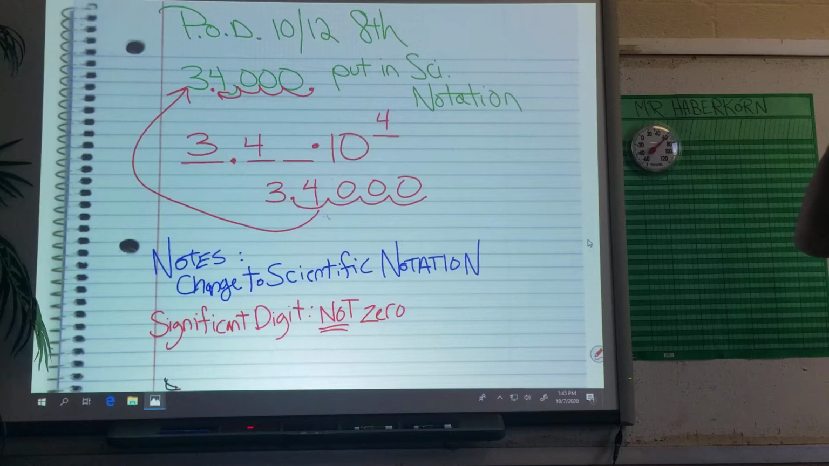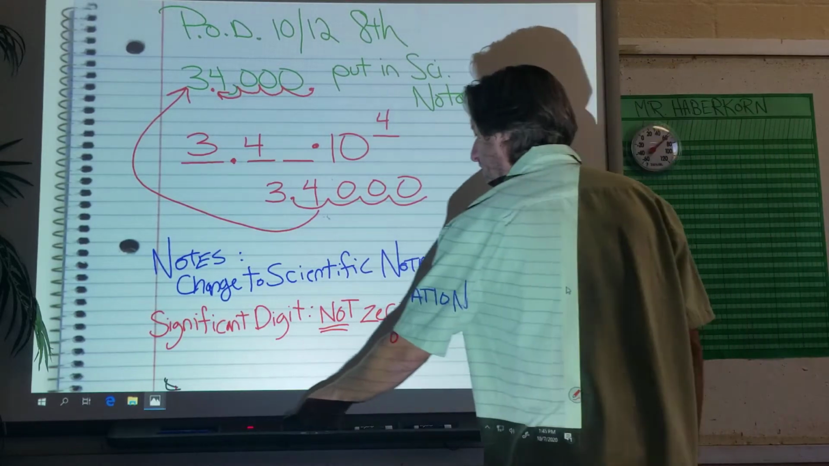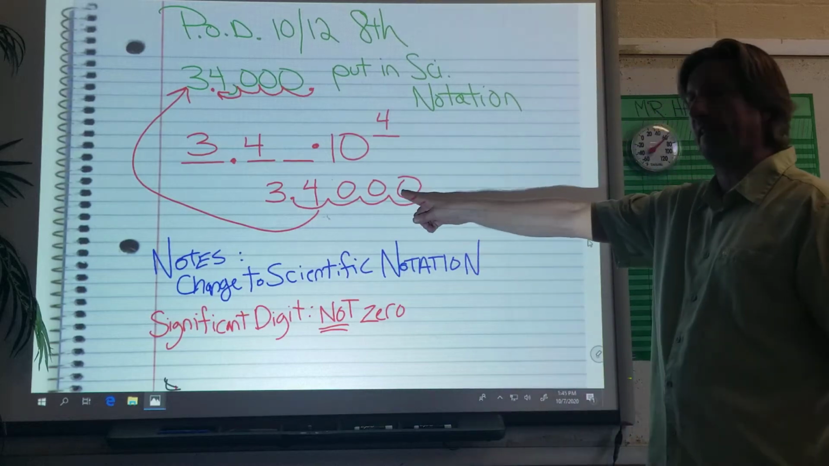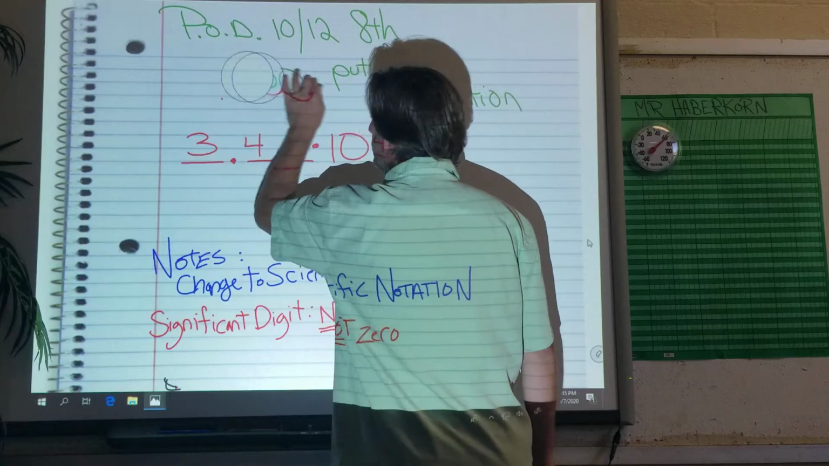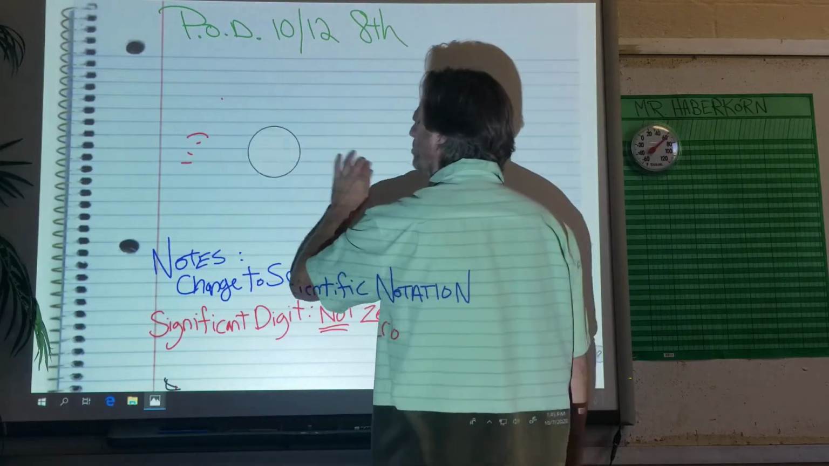All right, so today we're going to continue to change numbers into scientific notation, but we're not going to change big numbers anymore. We're going to change very, very small numbers. So numbers that are really close to 0.